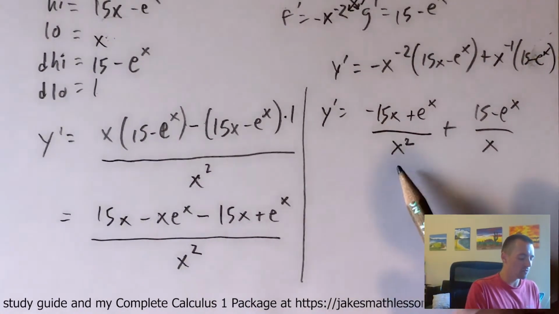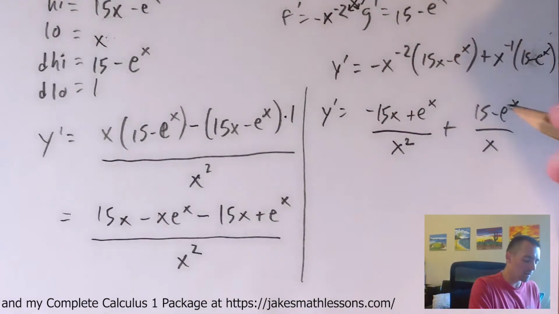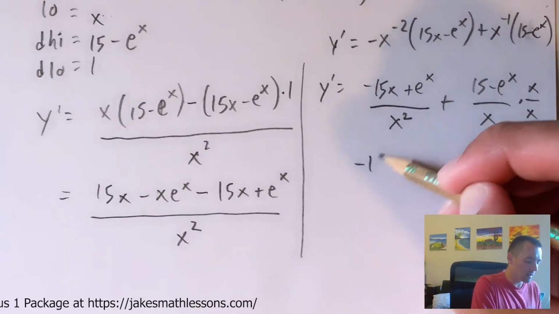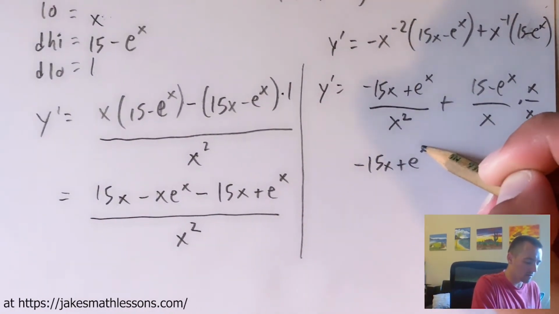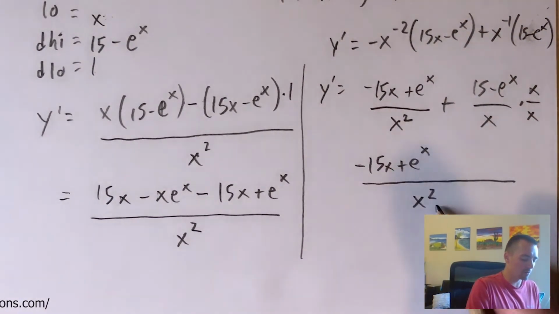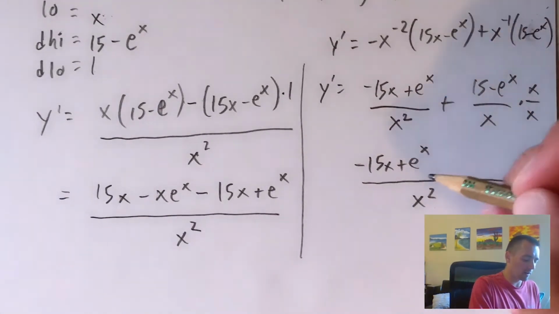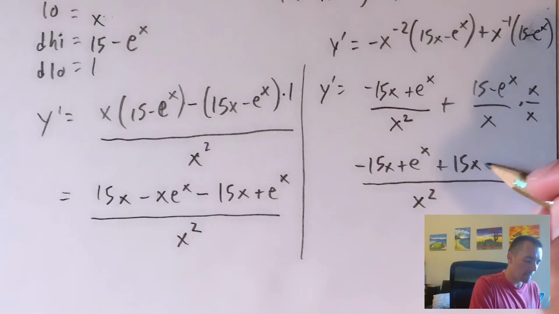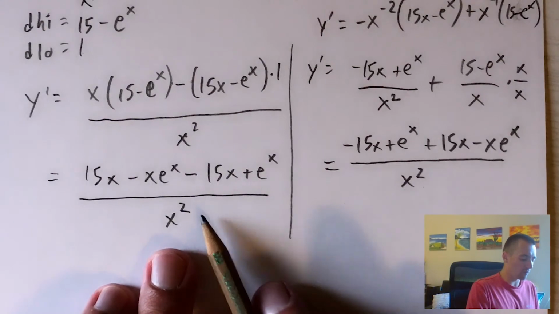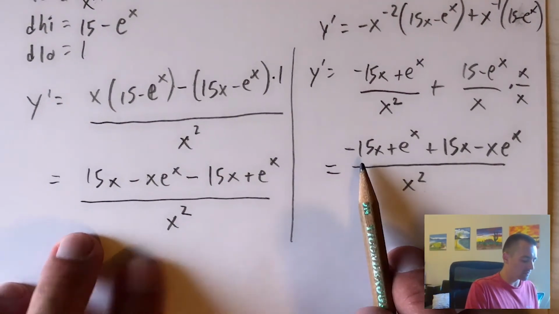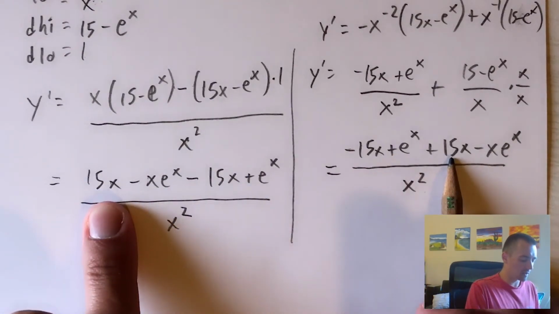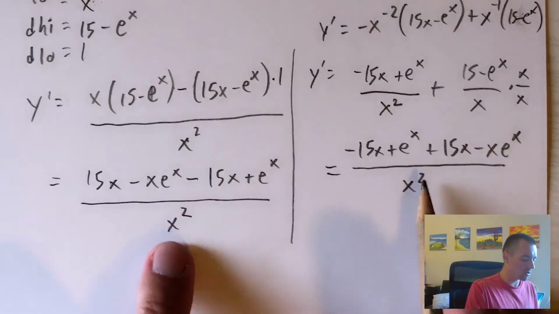Now, in order to combine these two fractions together, we would need a like denominator. So we can multiply this fraction by x over x, and doing that is going to give us negative 15x plus e to the x over here. And then obviously we're going to get x times x on the denominator, which is again x squared. And on the numerator here, we're going to get plus 15x minus x e to the x, which you can see is exactly what we got from doing the quotient rule over here. We have a minus 15x right here and here, plus e to the x, plus 15x minus x e to the x, all over x squared.